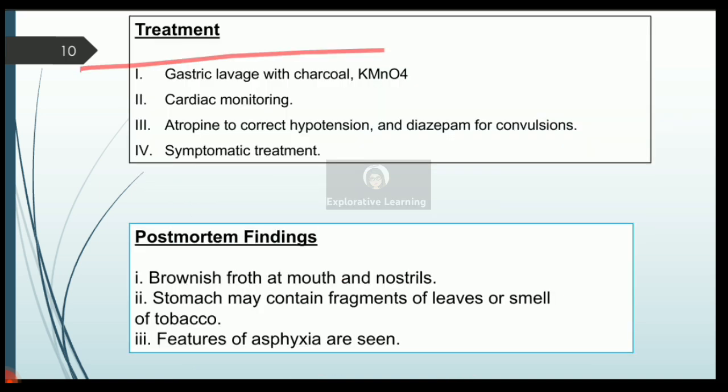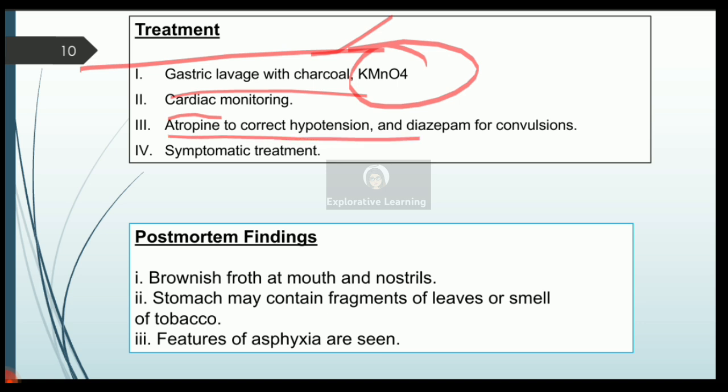Now, some treatment measures include gastric lavage with potassium permanganate, that is KMnO4, along with charcoal. Regular cardiac monitoring and ECG of the patient is extremely mandatory in the case of nicotine poisoning. Then atropine is often given to correct hypotension and bradycardia, and diazepam is given for convulsion treatment. Then symptomatic treatment is given to the patient, meaning treatment based on the system. Whatever symptoms are observed by the physician, all the management will be done accordingly.